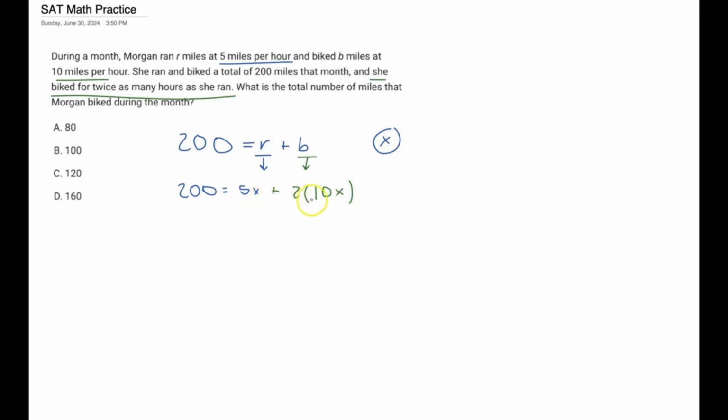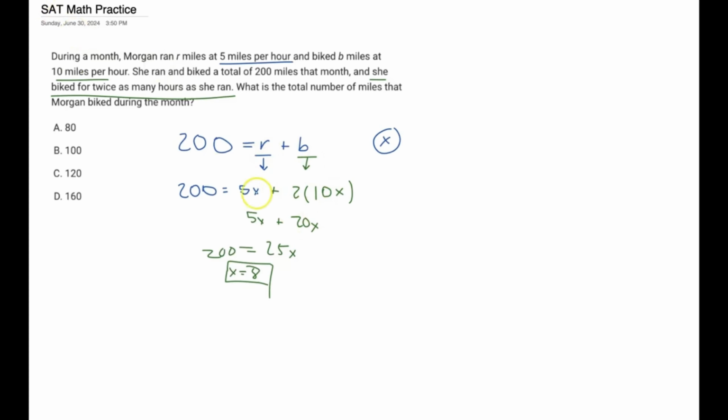So watch what happens. We have 5x plus 2 times 10x. So this becomes 20x. And this is 5x. So this becomes 25x equals 200, right? And so if we solve for x here, we get 8. So 8 doesn't have a real meaning in this problem, but if we plug this in to each of our rates, we can actually find the answer.